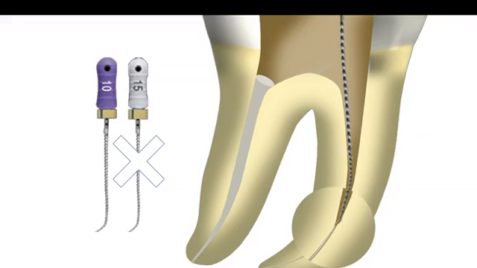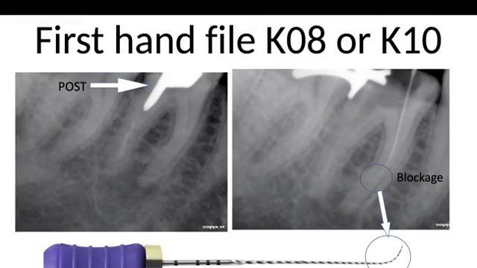We go with a hand file pre-curved, and the hand file that we will use will not be the number 15. We should remove number 15 from our instrumentation because this file is too stiff and it can worsen the ledge that we have. We can go with a number 10 pre-curved, or we can go with a number 8, and sometimes even I go with a number 06 in this kind of canal. So this is a number 10 file pre-curved.